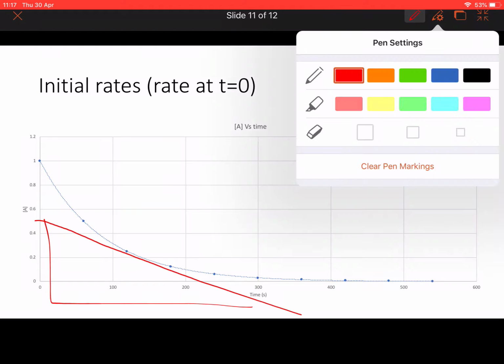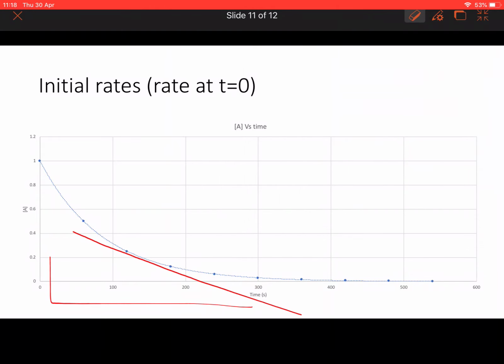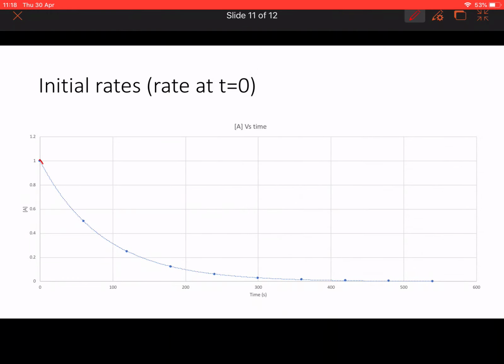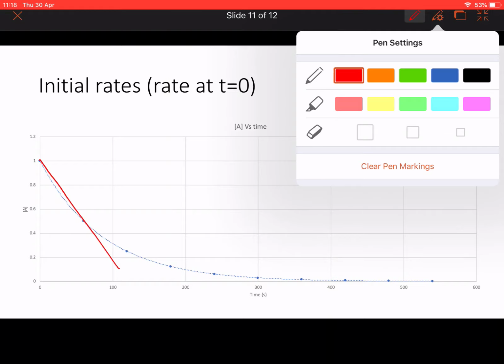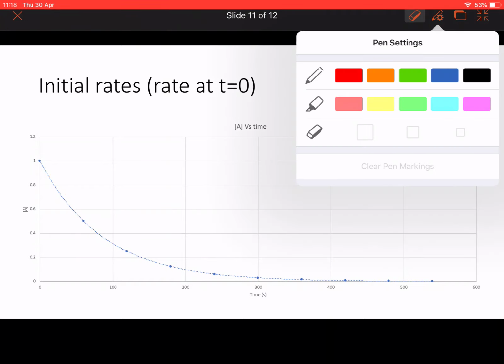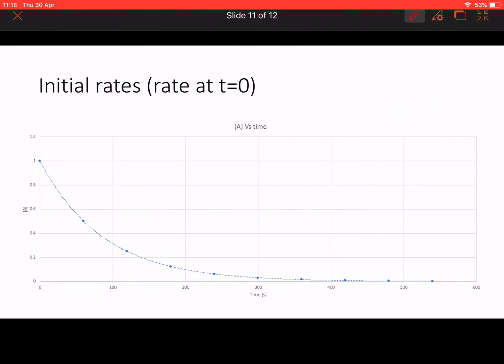All the initial rate wants you to do, if we have a graph that looks like this, is just do it at time equals 0. So all you do, I'm doing a terrible job of drawing tangents, I apologise, you do your tangent at time equals 0, and you'd measure the gradient of that. Okay.